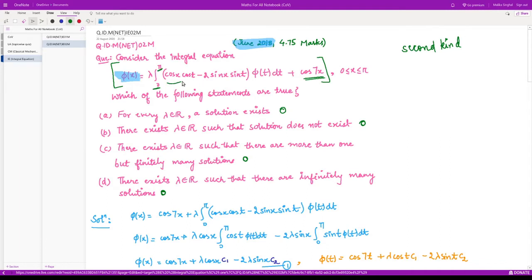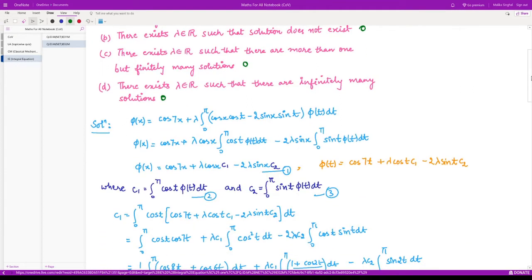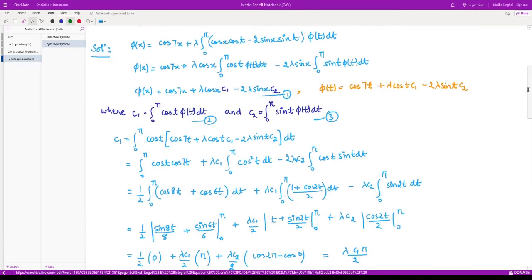Moreover, you can observe here that this kernel is of separable or degenerate kind, right? So how can we solve such kind of equations? Let us see. So this is our given integral equation. So here we can separate these terms out, right?